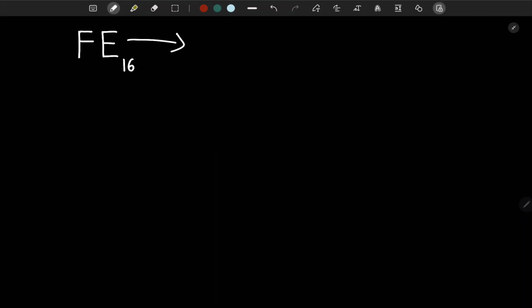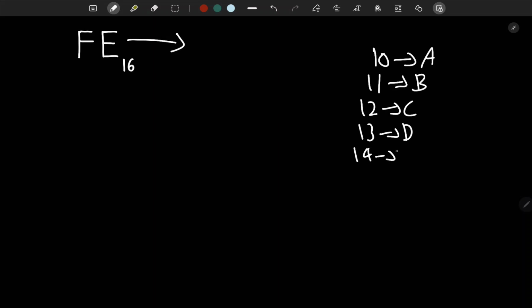So here in this example, we are given the hexadecimal number of FE, and we need to convert this to decimal. The first step is always helpful to write the decimal representation of the letters. So 10 is A, 11 is B, 12 is C, 13 is D, 14 is E, and 15 is F. So here we know that F is 15 and E is 14.